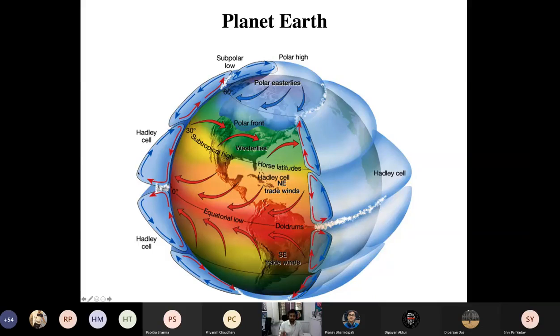Keep in mind, this is known as the Hadley cell. The one above it is known as the Ferrel cell, and the one on top of it is known as the polar cell. Okay.